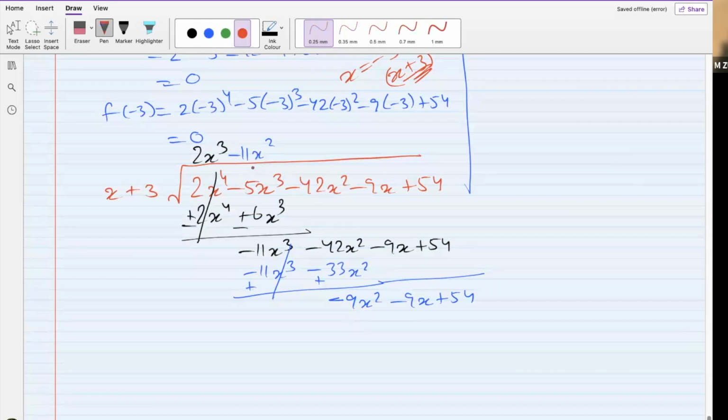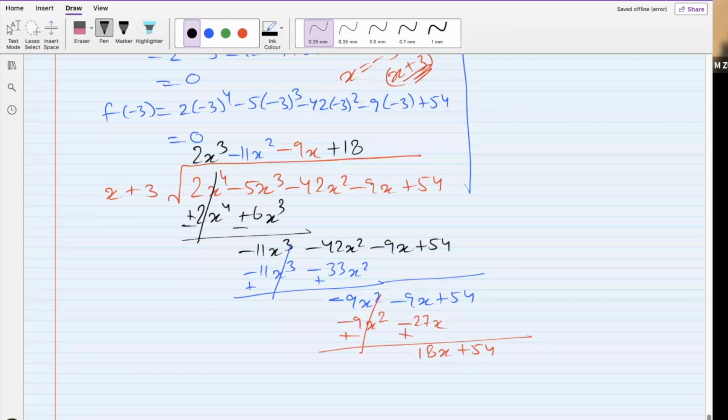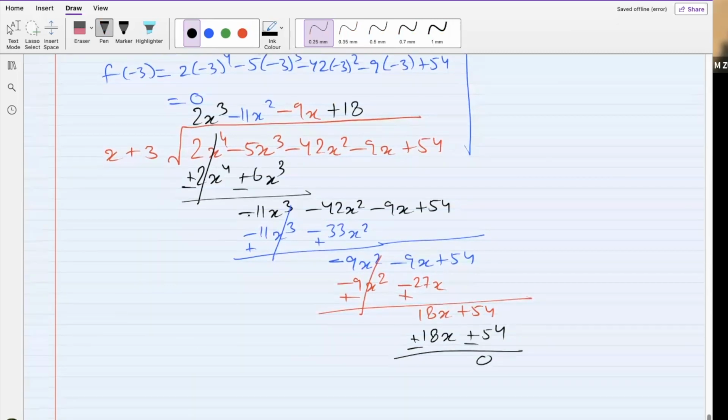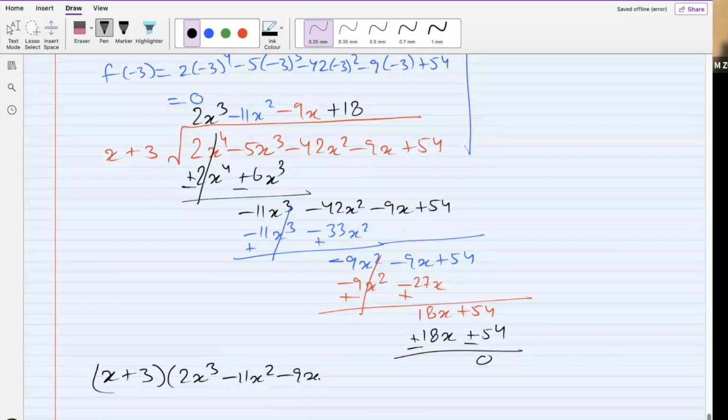Then to get minus 9x square, minus 9x and x to get x square. 3 into 9 is 27. Change this sign and add them. 18x plus 54. Then to get 18x, we multiply it with 18. You get 18x plus 54. We change the signs. Okay, now we have x plus 3 into 2x cube minus 11x square minus 9x plus 18.